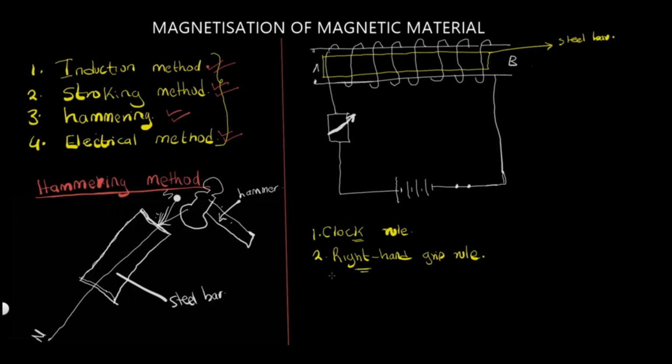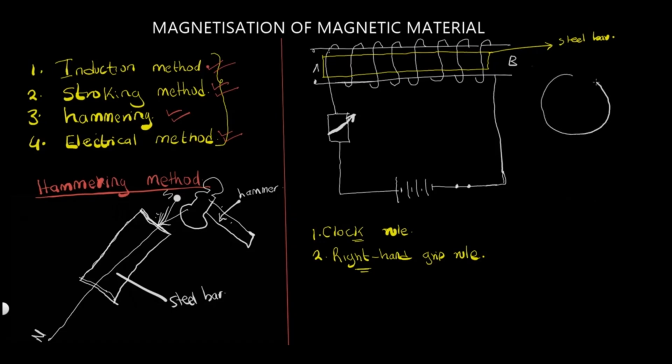But if you master them both, then well and good. Now, how can we know the polarity of this magnet using the clock rule? The clock rule states that if one is viewing one end of a bar, for example this end of a bar, and the current flows in the clockwise direction, let me just differentiate between clockwise and anti-clockwise direction.